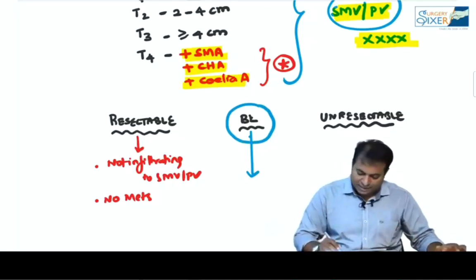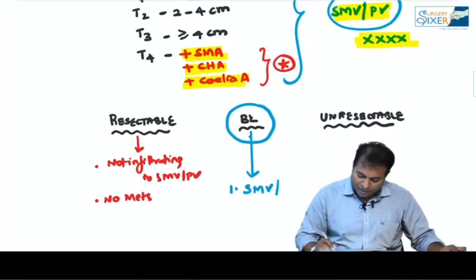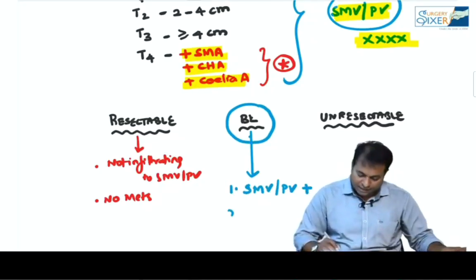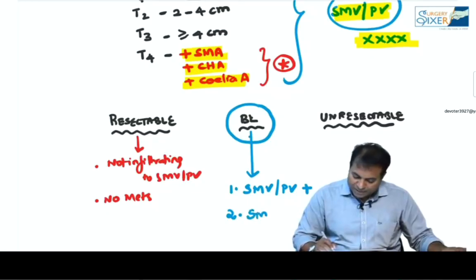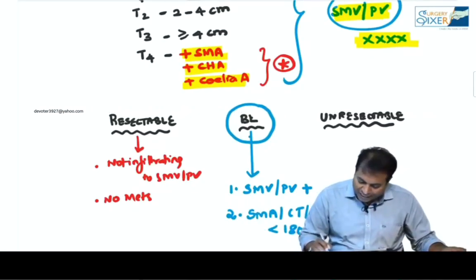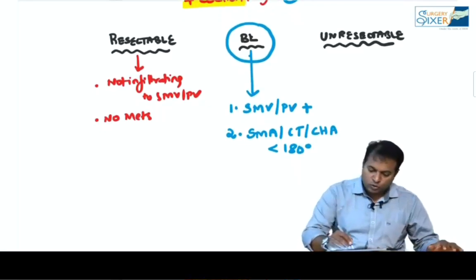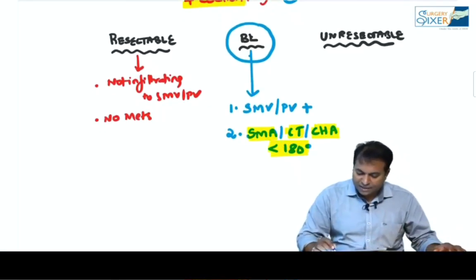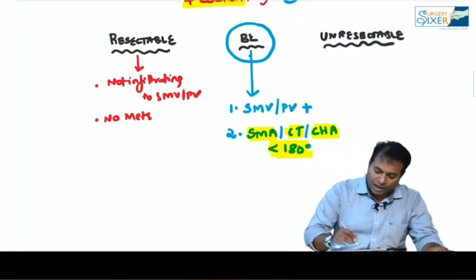The following are borderline resectable tumors. Number 1, infiltration to the superior mesenteric vein or portal vein. Infiltration is present, it is still borderline resectable. Infiltration to the superior mesenteric artery, celiac trunk, or common hepatic artery at an angle of less than 180 degrees is borderline resectable. So please remember, if the artery, like the superior mesenteric artery, celiac trunk or common hepatic artery, is infiltrated less than 180 degrees, it is a borderline resectable tumor, and this is an MCQ.